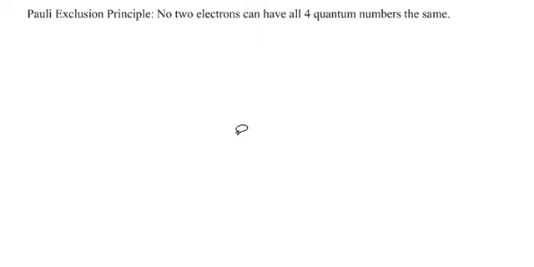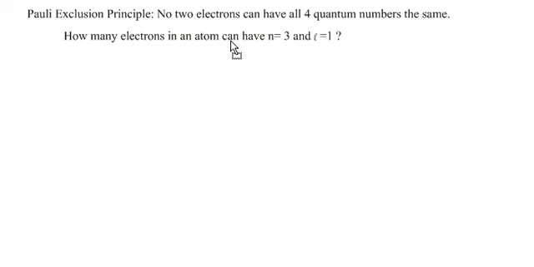Well, what does the Pauli exclusion principle mean for us? Well, it means that there's a limit to the number of electrons we can put in each of the subshells. So, for instance, if we try to answer the question, how many electrons in an atom can have n equals 3 and L equals 1, we know that n is the third shell and L equals 1 generally corresponds to the p orbital.